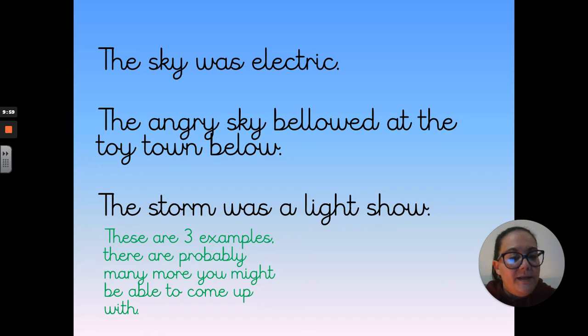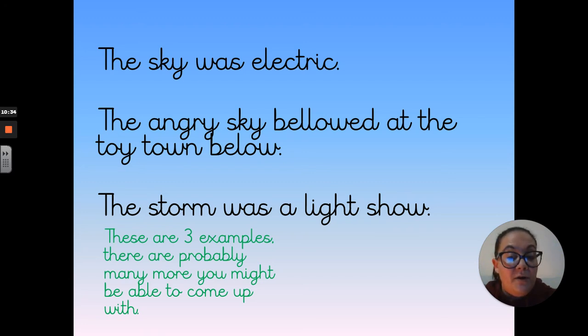Okay, the second one is a bit more complex, but it says: the angry sky bellowed at the toy town below. I have shown here that the town looks like a toy town. I haven't said it's like a toy town, I've said it's a toy town, so I'm giving you an indication that it looks quite small underneath this sky. I've also used a bit of personification in here as well. I've made the sky sound like a person, like a cross person. I think that works quite well there. I'm sure you could come up with far better things than I have for this though.